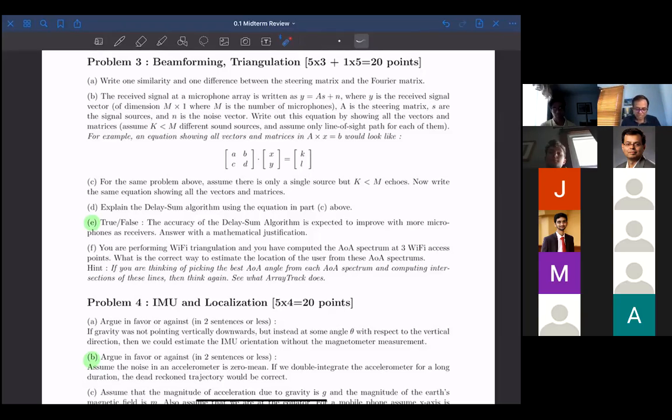So the question is, the accuracy of the delay sum algorithm is expected to improve with more microphones as receivers. Answer with a mathematical justification. Mathematical justification means you take an equation and you explain that equation. You don't write only English language. You have to connect your answer to that math. Any intuition what happens with more microphones as receivers?